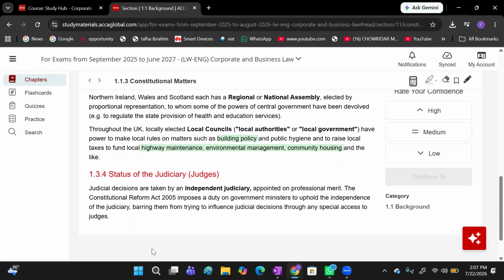Apart from that, if we talk about the judiciary, the judges are independent of the parliament. They are independent of the parliament, because if the judiciary is not independent of the politicians, then we know that the country will be a land of no law, right? So the judiciary needs to be independent of the parliament.